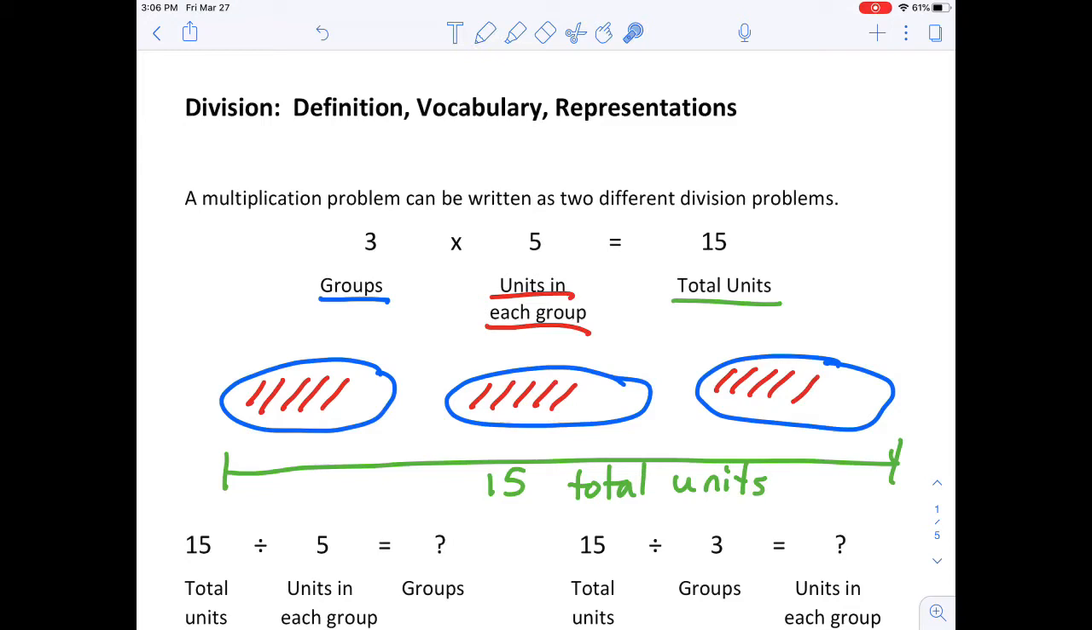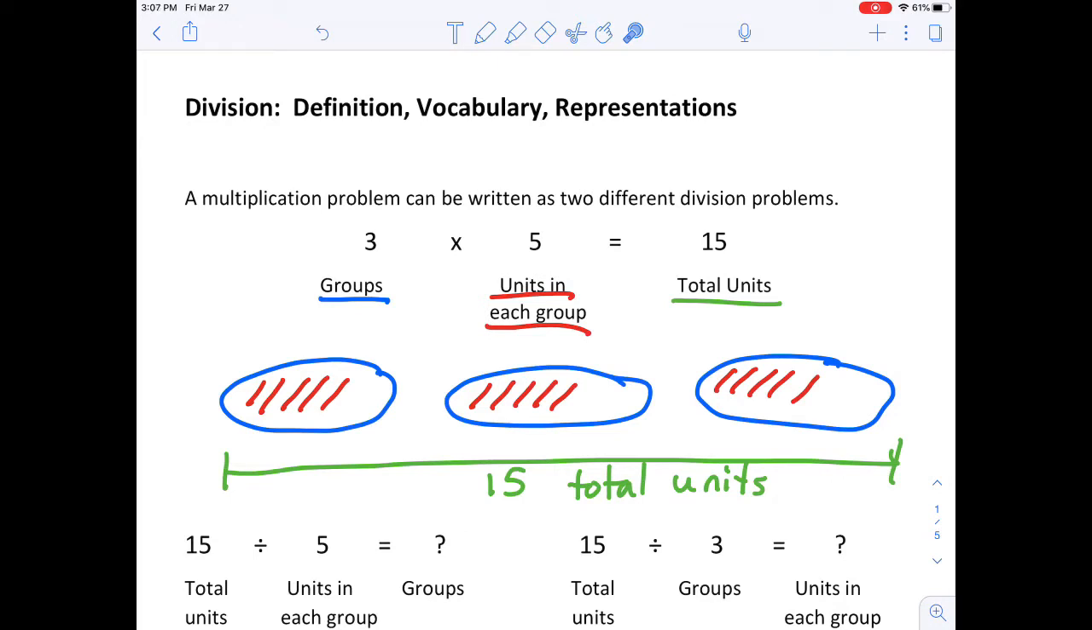To turn this into a division problem, I would make one of the factors unknown. I could start by saying, what if I didn't know the number of groups? The division problem would become 15 total units divided by 5 units in each group leaves me with some number of groups where I'm trying to figure out how many groups I have.